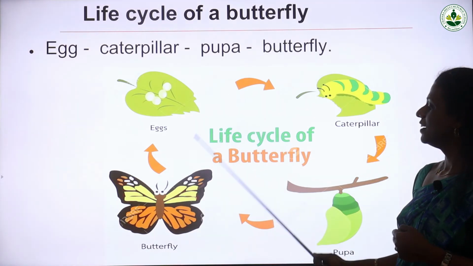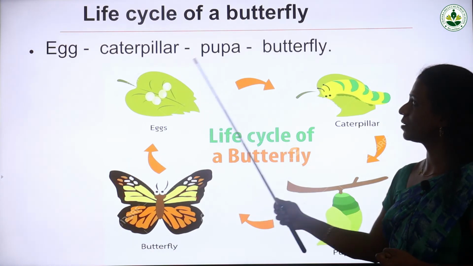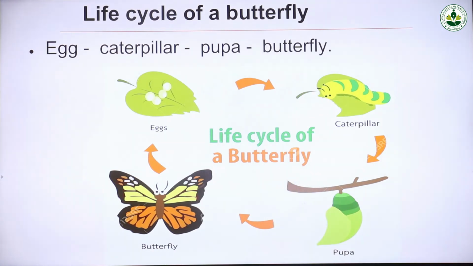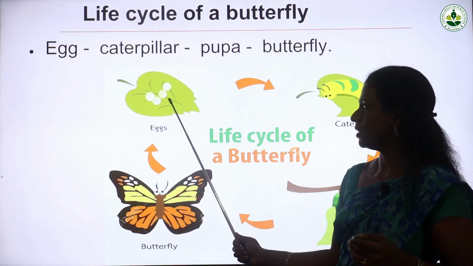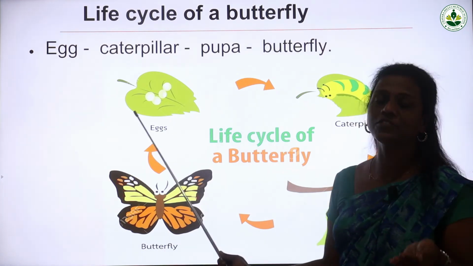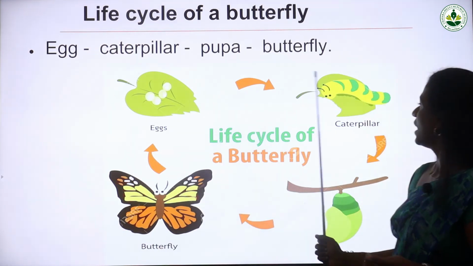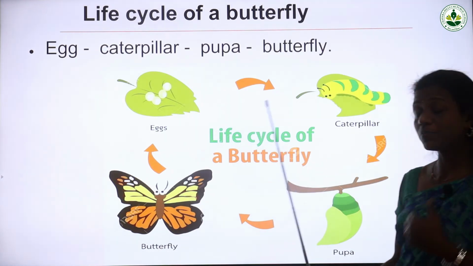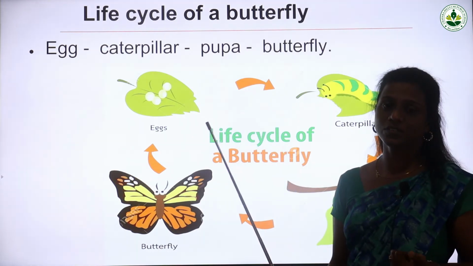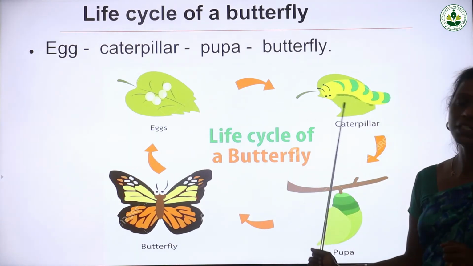So the butterfly also has different stages: egg, caterpillar, pupa, butterfly. The butterfly will lay eggs. Usually it will lay eggs under the leaves, hiding them from the enemies. So after some days, the egg will hatch and a caterpillar will come out. The caterpillar will eat the leaves. It will eat the leaves very fast and it will become very big in size.